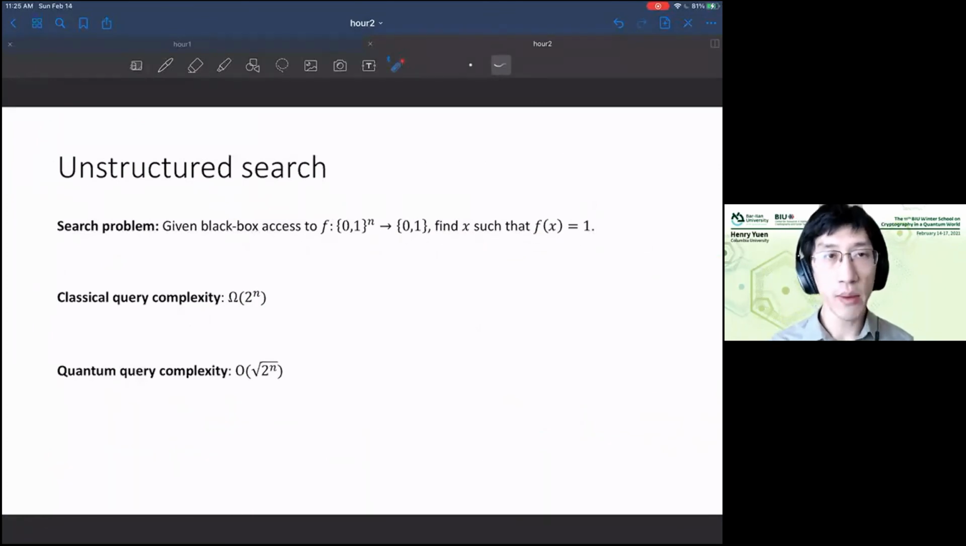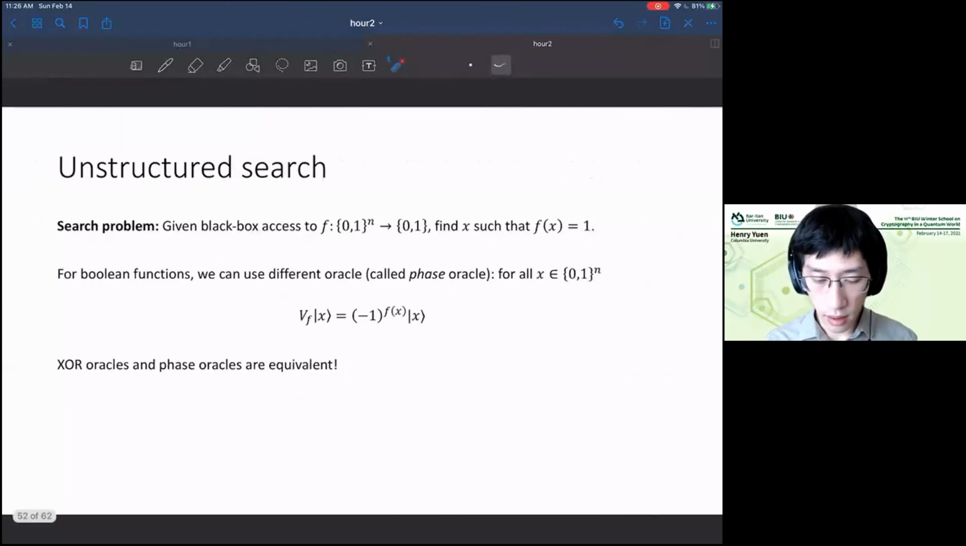If you're just given black box access to this function, classically you would need to make order 2 to the n queries to f in order to find such an x if there exists one. But the quantum query complexity is better by a quadratic factor. So the number of queries you need to make to this oracle U sub f will be square root 2 to the n.